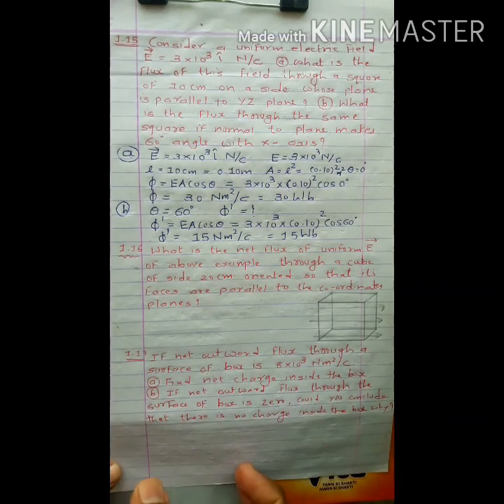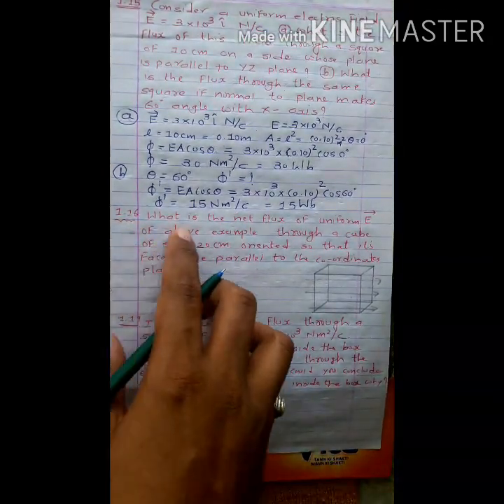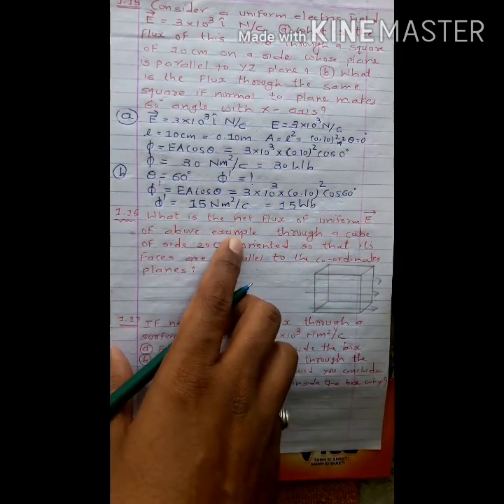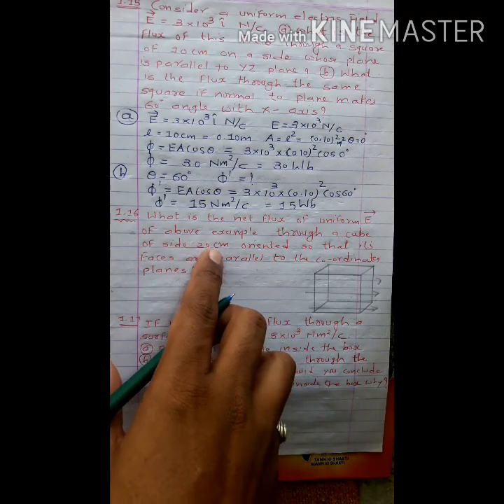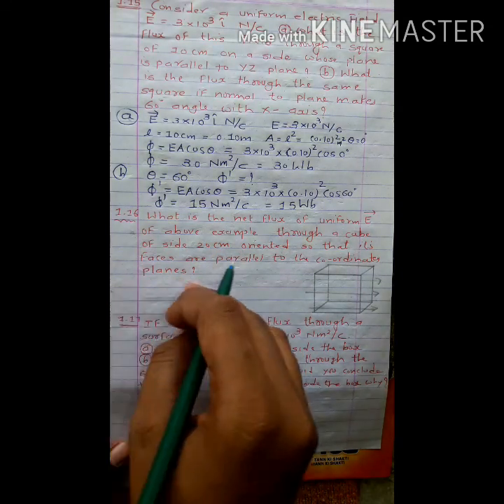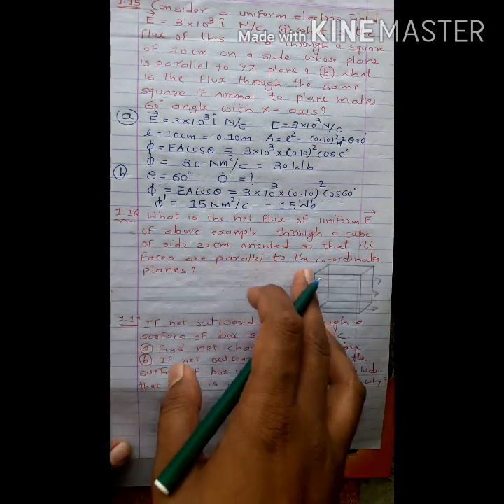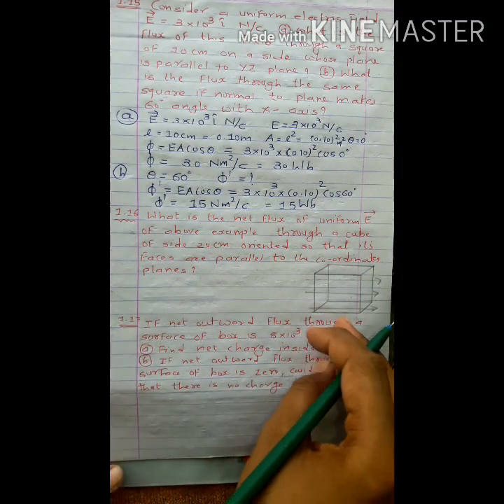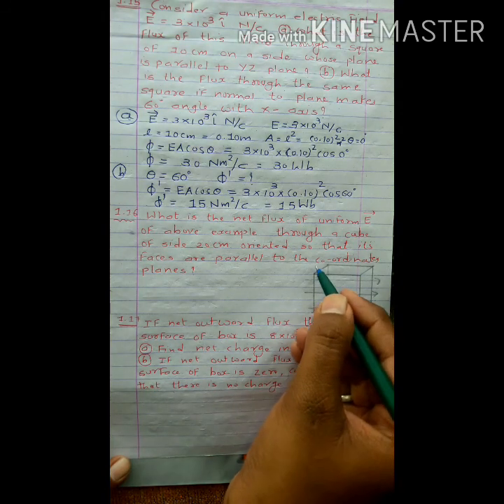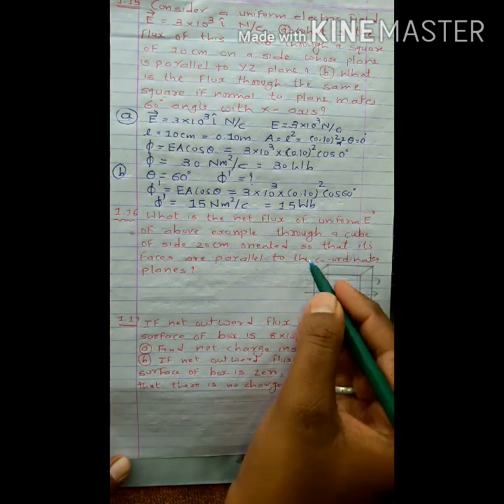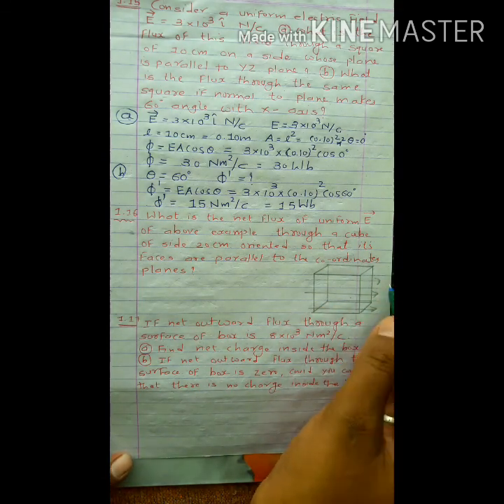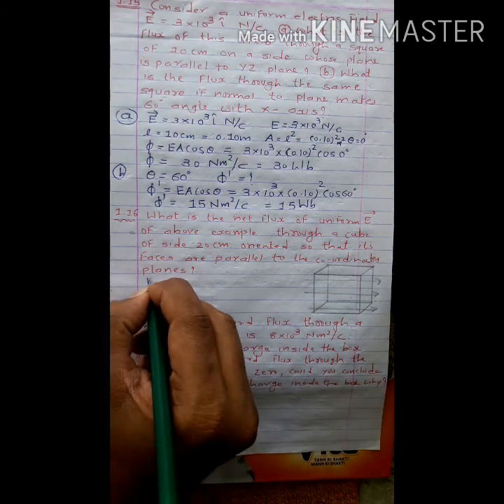Okay. Next, example number 1.16. What is the net flux of the uniform electric field of the above example through a cube of side 20 centimeter? So here the length of each side of the cube is given as 20 centimeter, so that its faces are parallel to the coordinate planes. See this figure very carefully. These are the electric field lines. Here the number of field lines entering the cube is equal to the number of field lines coming out of the cube. So here we have a simple situation.